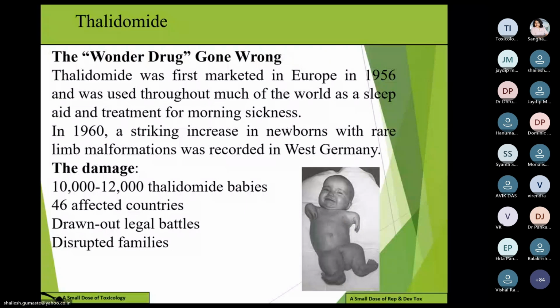Now we know thalidomide, which we call a wonder drug gone wrong. Thalidomide was first marketed in Europe in 1956, and it was used throughout much of the world as a sleep aid and treatment for morning sickness. In 1960, a striking increase in newborns with rare limb malformations was recorded in West Germany. So what is the damage? 10 to 12,000 thalidomide babies were affected, including 46 affected countries, with drawn-out legal battles and disrupted families.